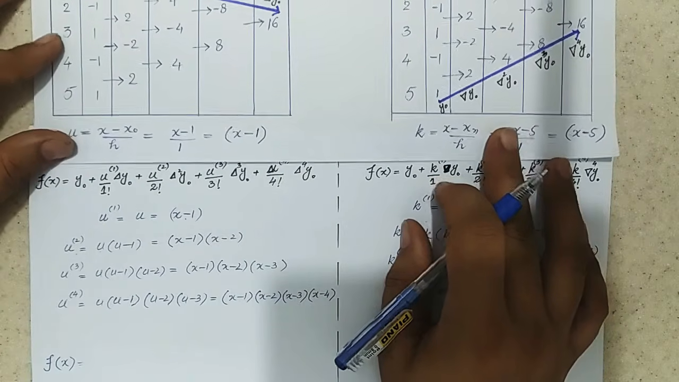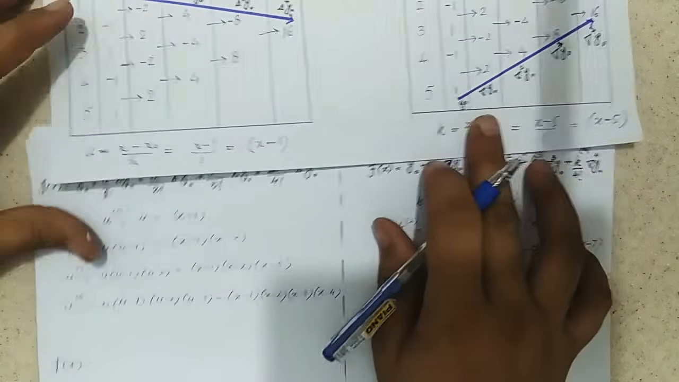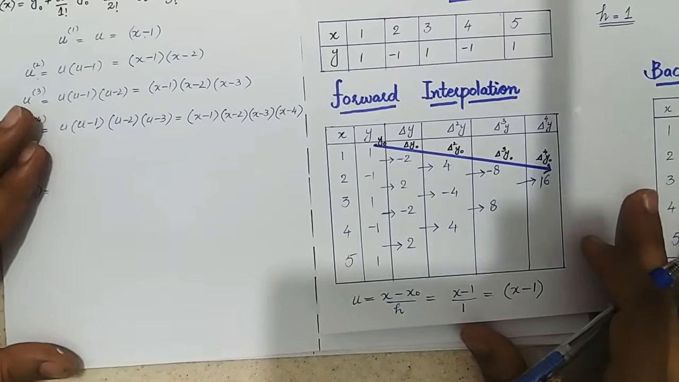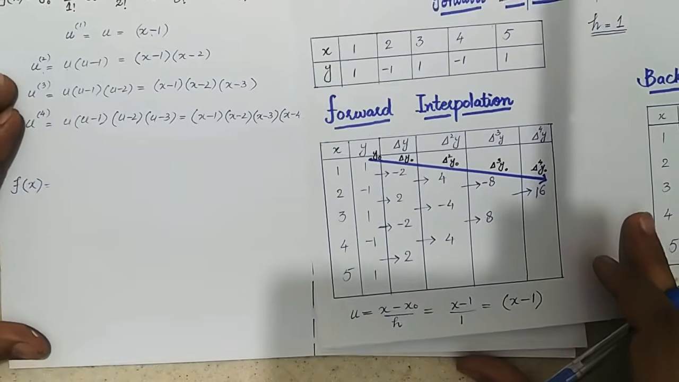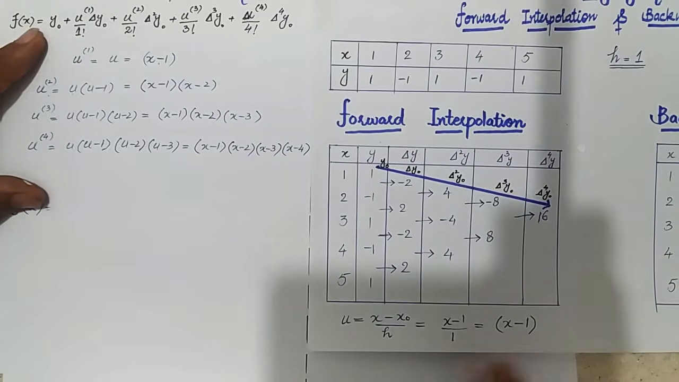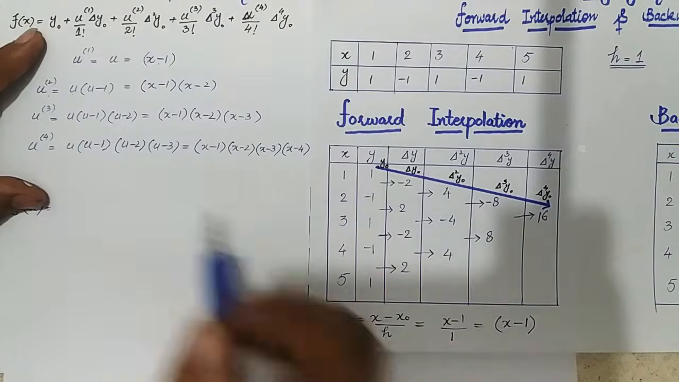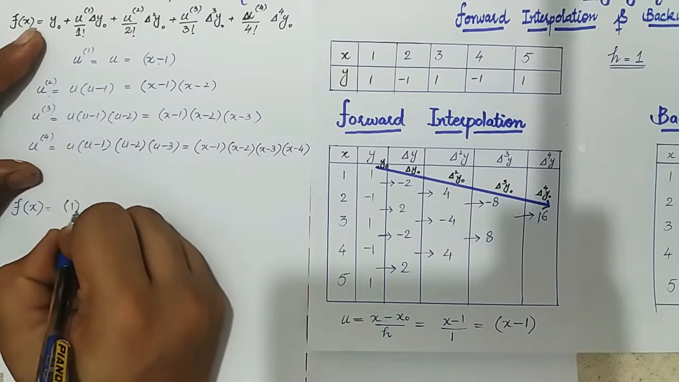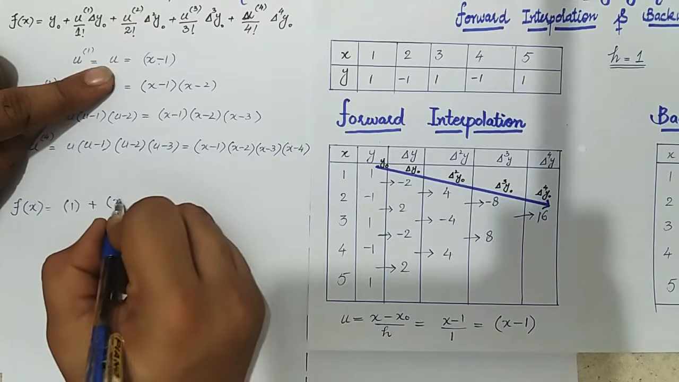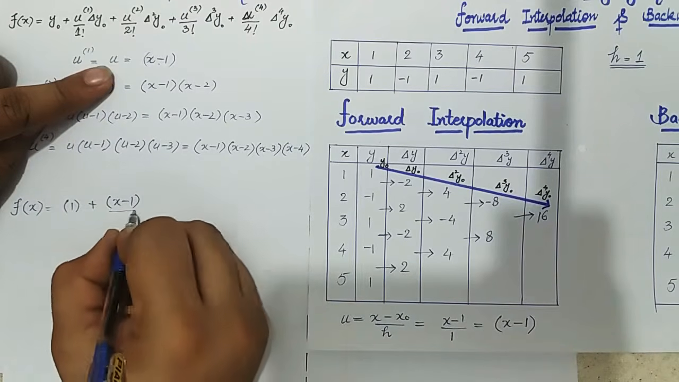When we are talking about forward interpolation, write it here. For forward interpolation, y naught is 1, write here 1, plus u1 is x minus 1 over 1 factorial is 1.